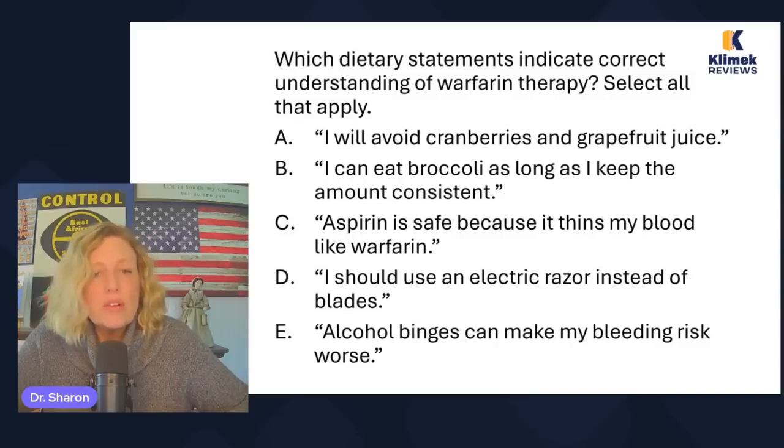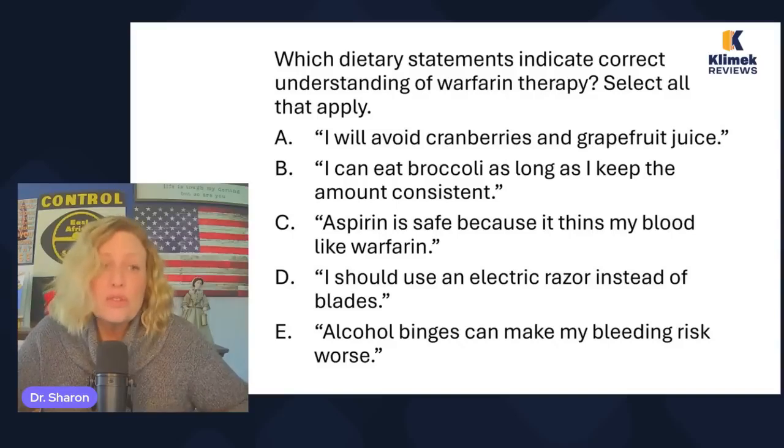Now, should they avoid cranberries and grapefruit juice? Cranberries and grapefruit juice don't have vitamin K in them, but they are known to interfere with binding of medications, particularly grapefruit juice. The thoughts are changing on cranberries at the moment. So I'm not sure if they'll test on cranberries, but they definitely can test on grapefruit juice. It's absolutely contraindicated when taking any prescription meds. So A is true, B is true, and E is true.